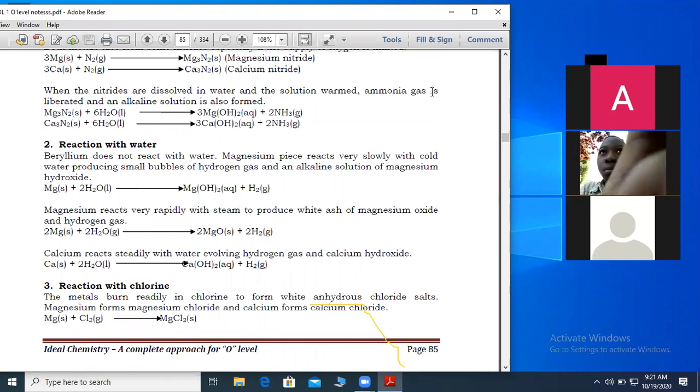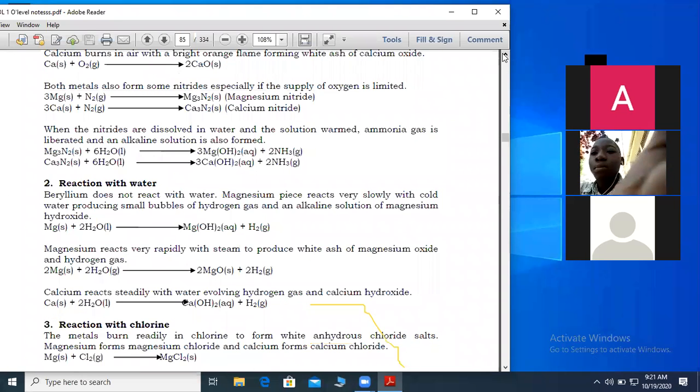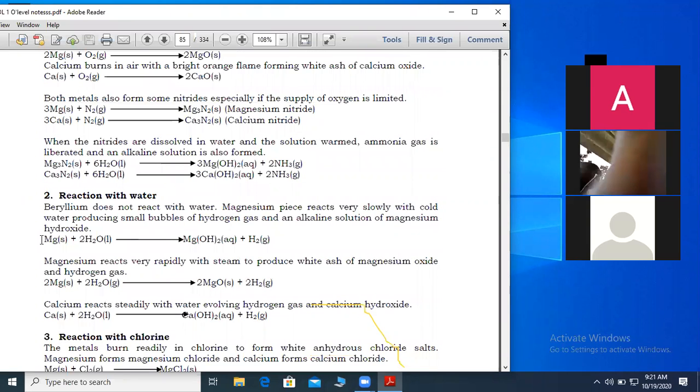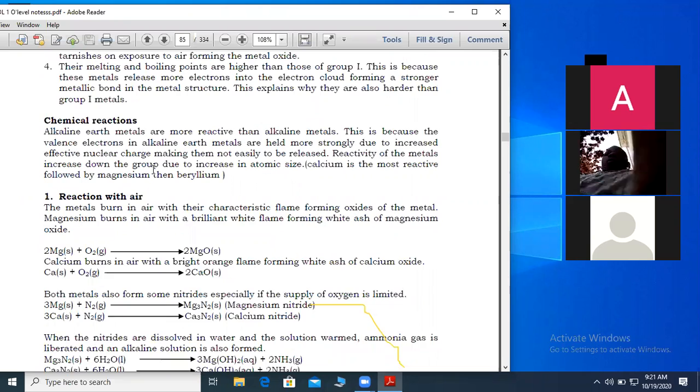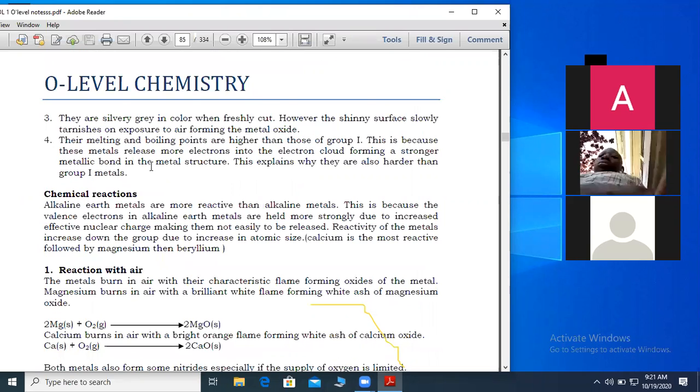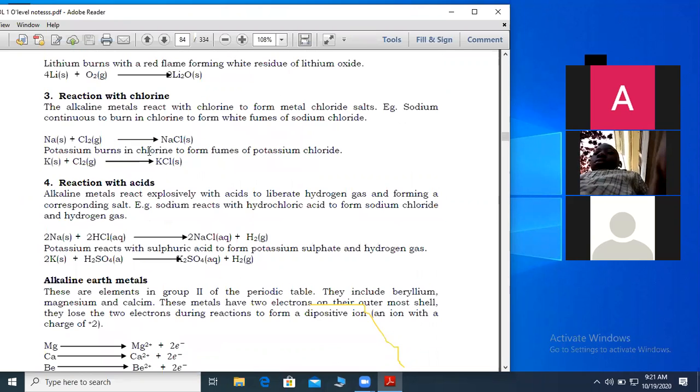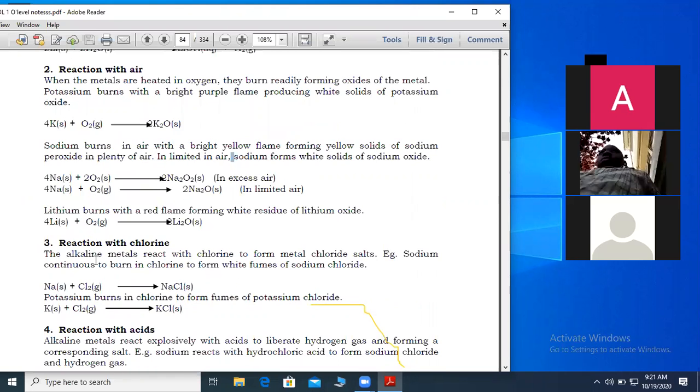So today, let's use this remaining time to look at the reactions. We are still on, yes, let's look at reaction with chlorine of the alkali metals. And sodium and chlorine, when they are heated together, they form sodium chloride.